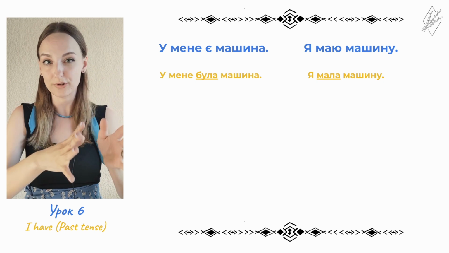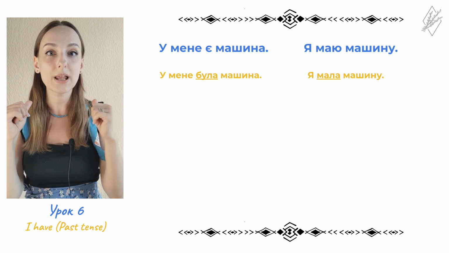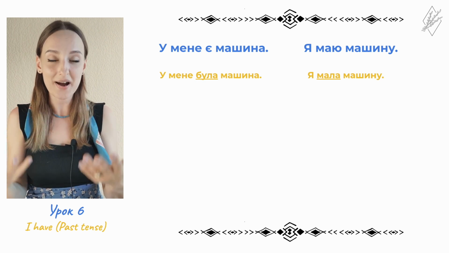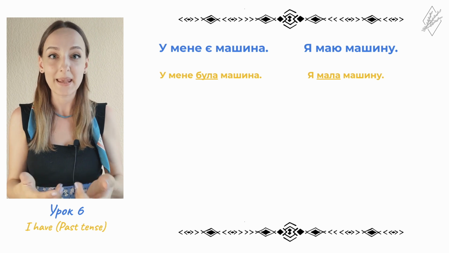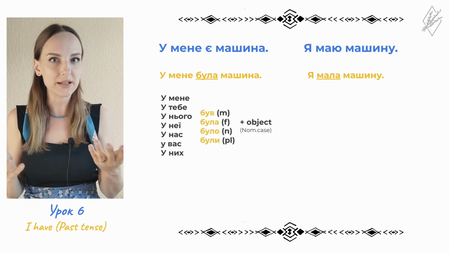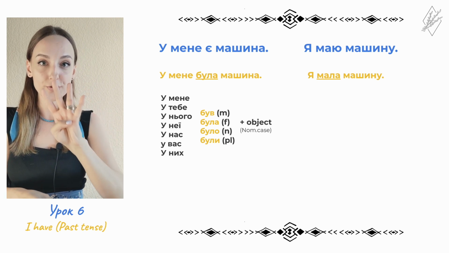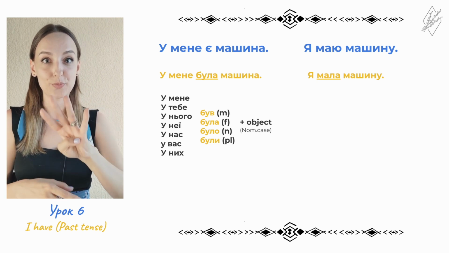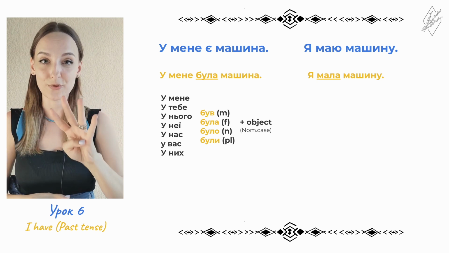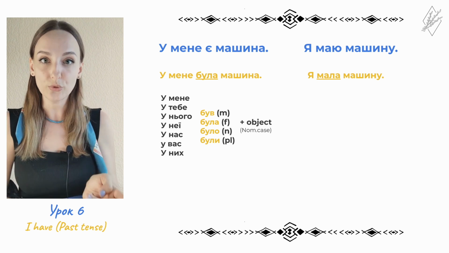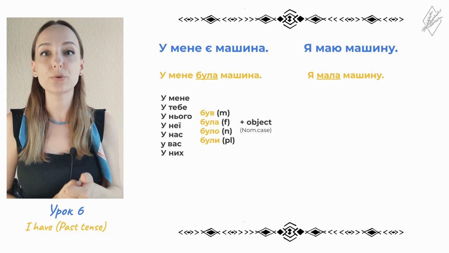So you could see that we replaced the verb є, which in present tense didn't change. It was є for all the forms. We replace it with the verb була. This is the past form of the verb є. Була. But it is feminine. And you can see that in the past tense we have 4 different forms of the verb to be, which in present is є, but in past tense it has 4 forms. Masculine був, feminine була, neuter було, and plural були.